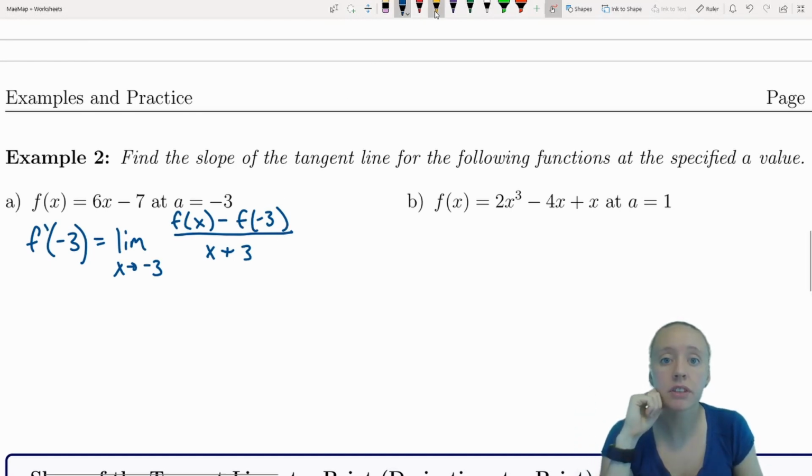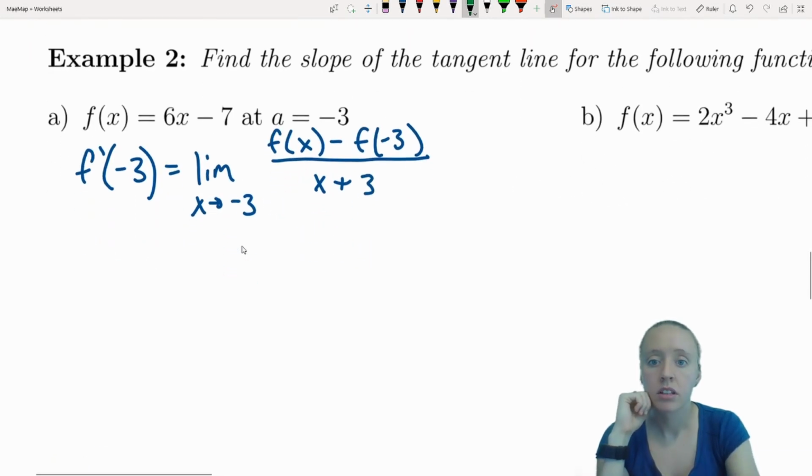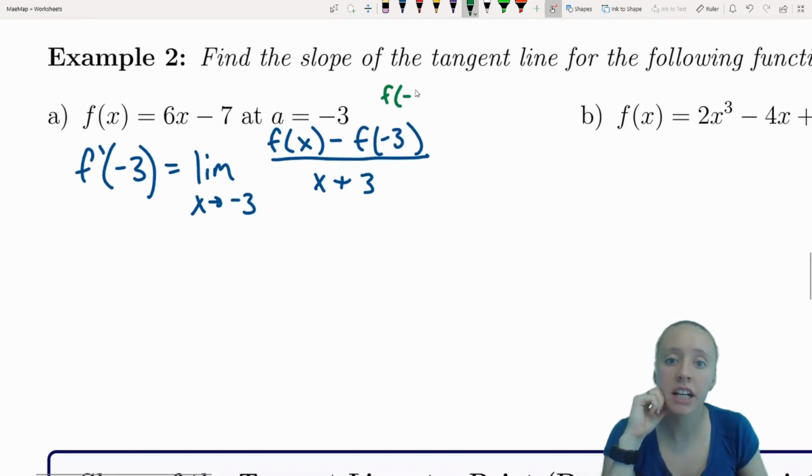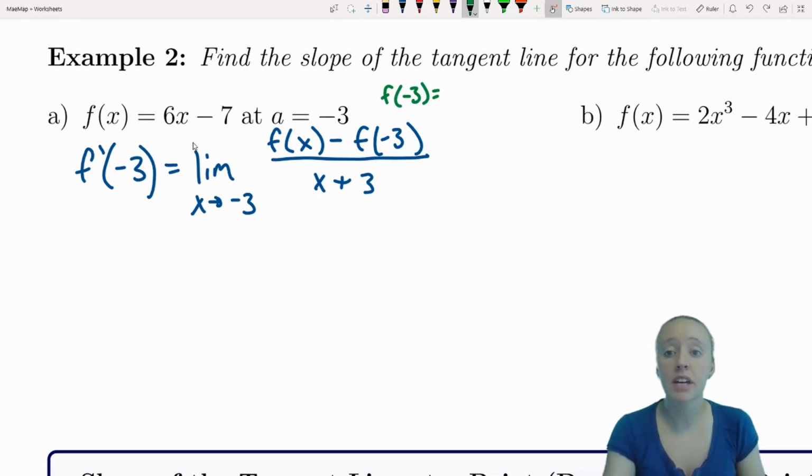Let's first calculate f(-3). And let's go ahead and zoom in. So f(-3), when I plug negative 3 in, 6 times negative 3 is a negative 18. And when I subtract 7, I'll get a negative 25.